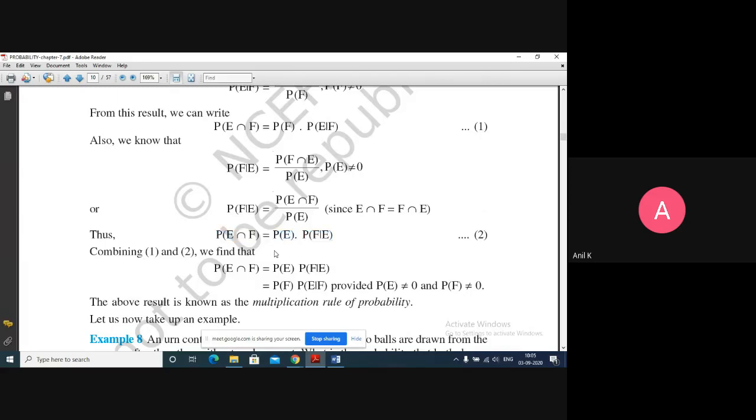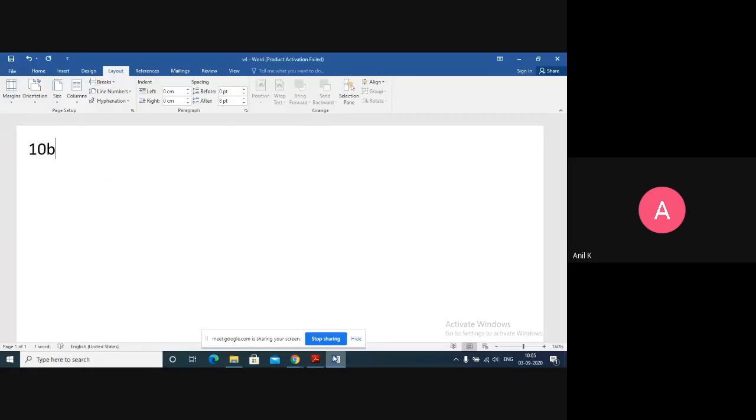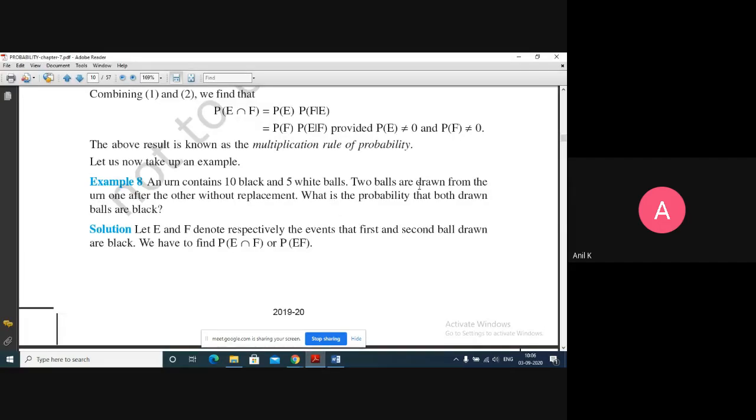Let's see where we use this formula and why we require the rearrangement of the formula rather than the one we actually have. Now I consider an example. An urn contains 10 black and 5 white balls. So let me note down 10 black and 5 white balls. That is the given data. 2 balls from the urn.